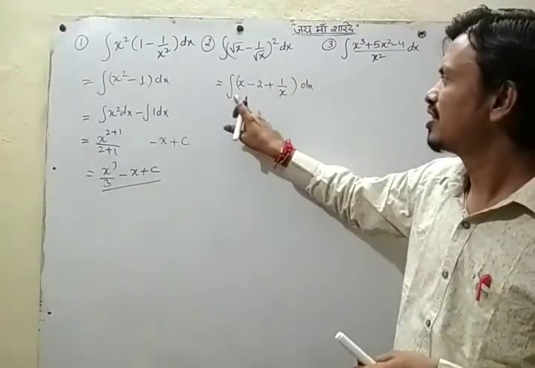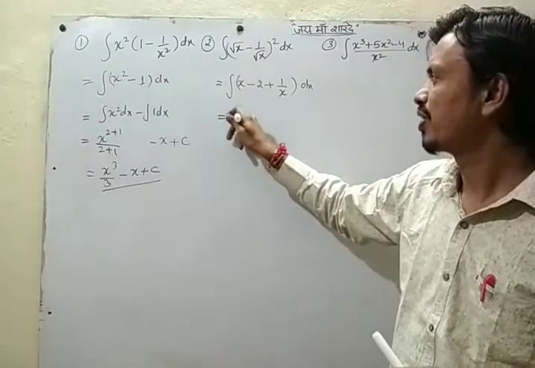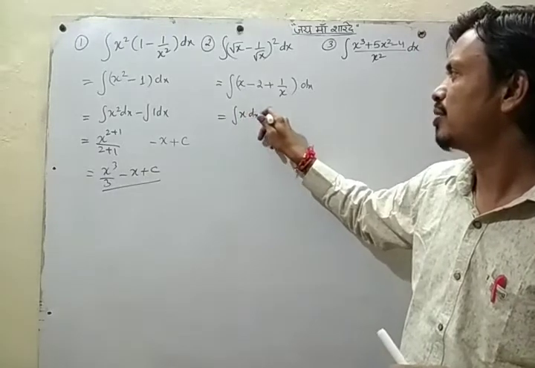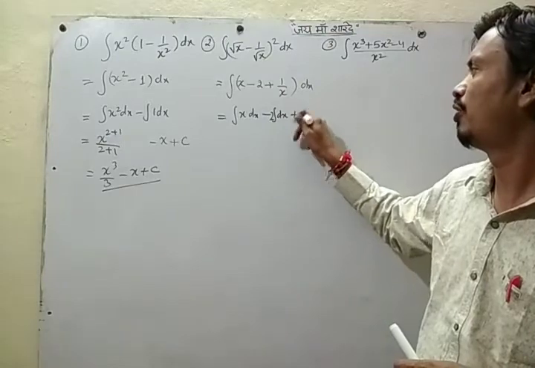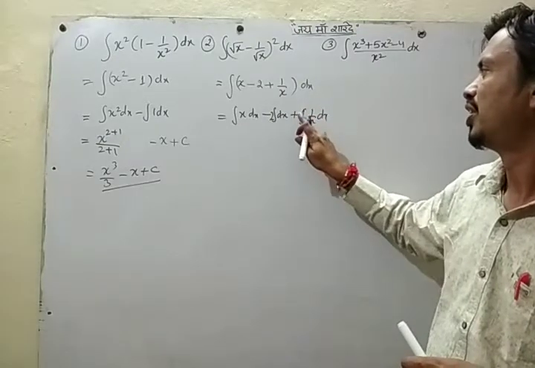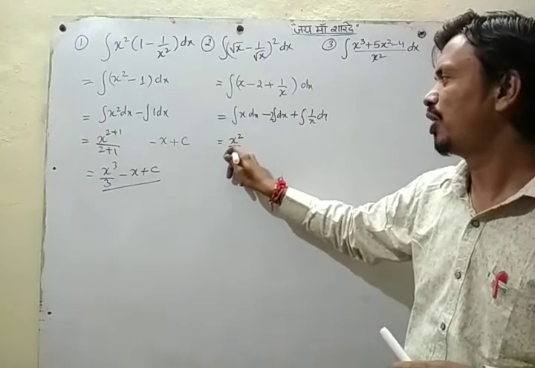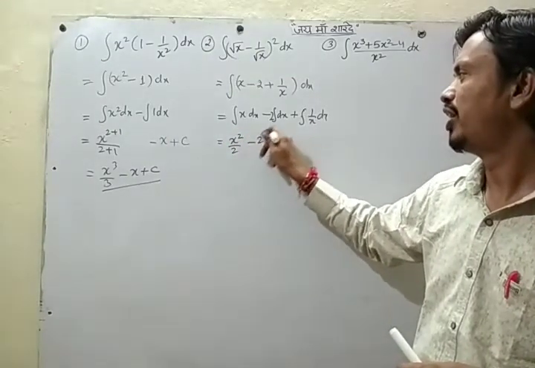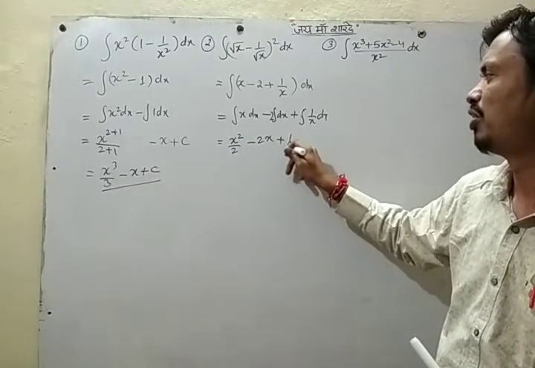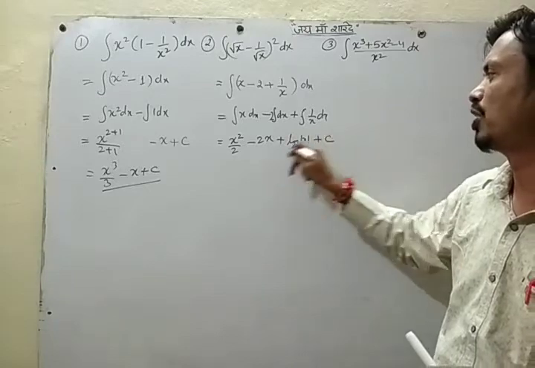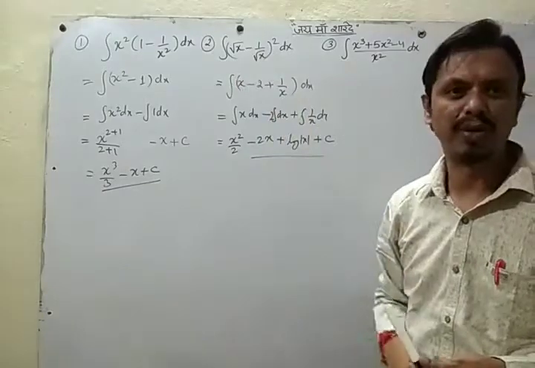Then again, the integral of a sum or difference of two or more functions is the same as the integral of x minus 2 times the integral of 1 plus the integral of 1 by x. Okay? So it is equal to the integration of x, which is x square by 2, minus 2 times the integral of 1, which is x, plus the integral of 1 by x, which is log of mod x, plus a constant c. So this is the integral of root x minus 1 by root x square.